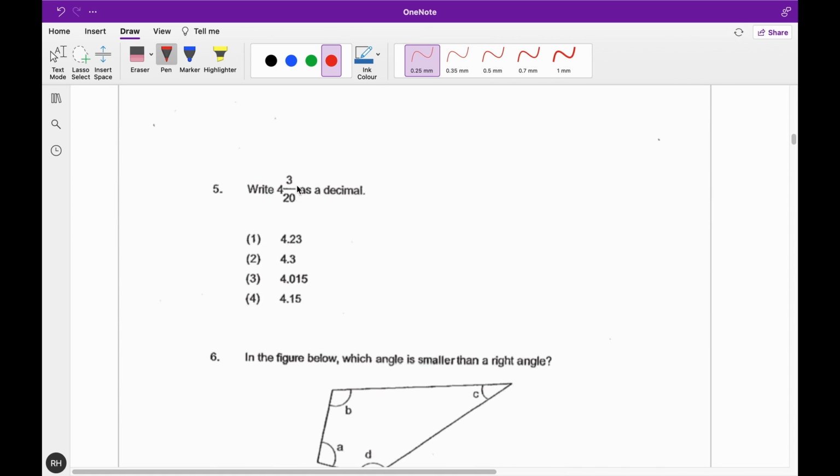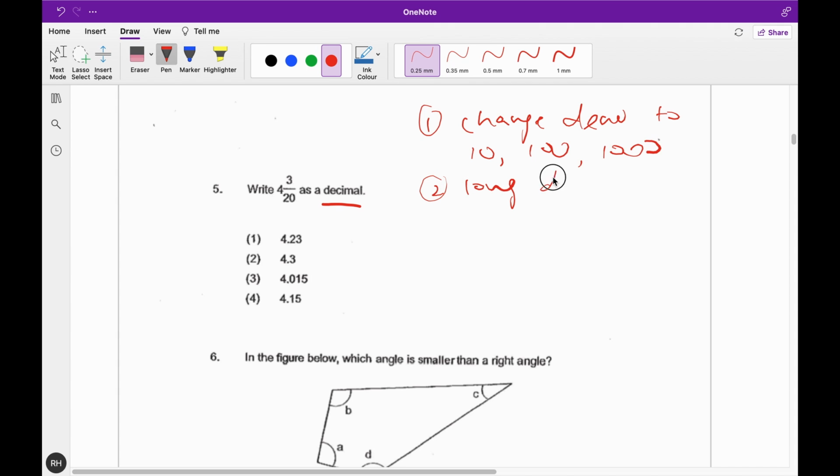Question 5. Write 4 whole 3 out of 20 as a decimal. Okay, so converting fraction to decimal, there are a couple of ways. The first method is we will change the denominator to out of 10, 100, or 1000. The second method would be to use long division. In this case, the denominator is 20. So we will use method 1 and change the denominator to out of 100.